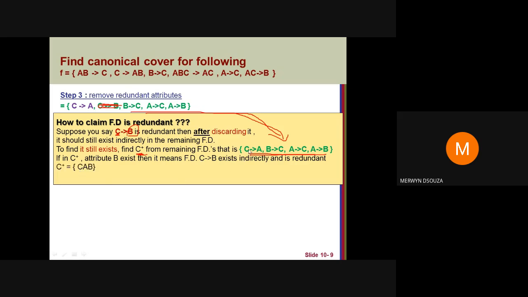In C closure, from these FDs you get C, you get A, and using the transitivity rule, C determines A determines B, therefore C determines B. Now you can see that B exists in this closure. So we can claim that this functional dependency C determines B exists indirectly in the remaining FDs, and therefore is redundant.